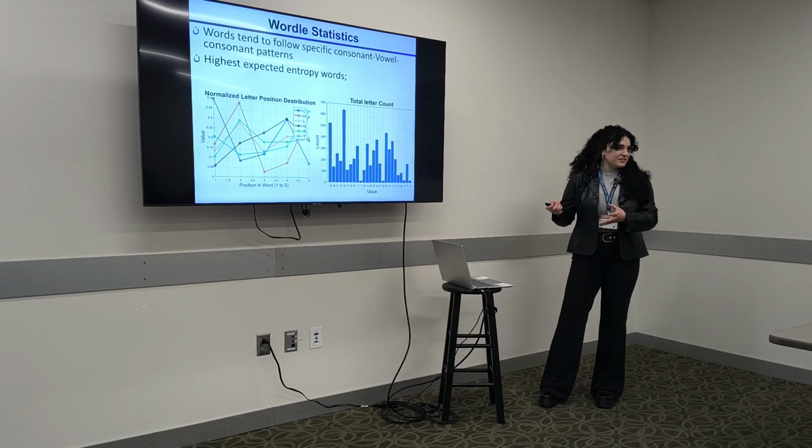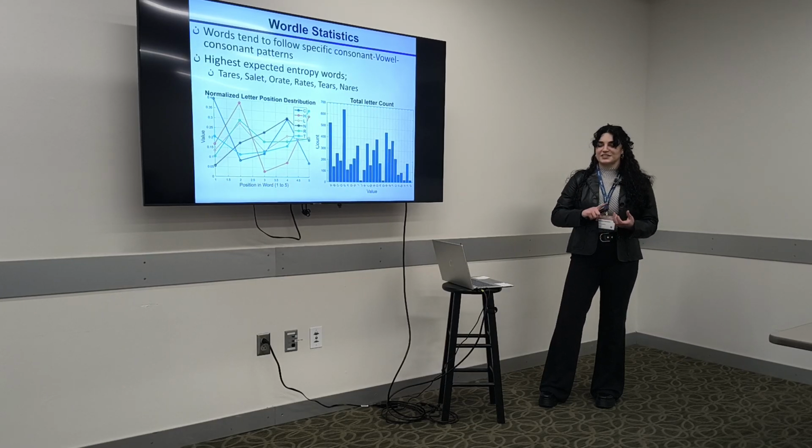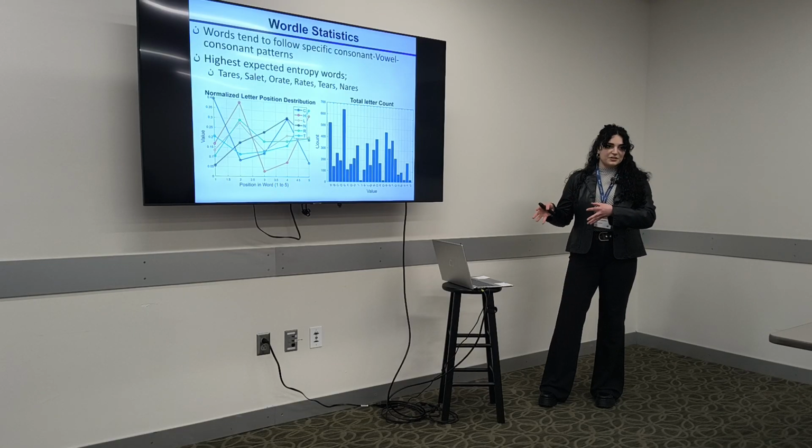Based on these sources of information, we can determine the highest entropy words that we should be starting our Wordle game with. Words like tears, salad, orate, rates, and nares. These include the most popular vowels like A and E and a range of the most popular consonants. And these words put these letters in the locations of the word where they are most likely to occur, so that we can receive the most green and yellow letters from these words.